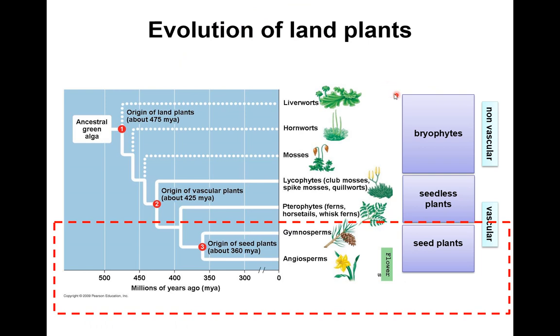So we talked about the non-vascular plants, the bryophytes, and then we talked about vascular and seedless plants. In the next part, I'll be talking about the vascular seed plants, including gymnosperms and angiosperms.